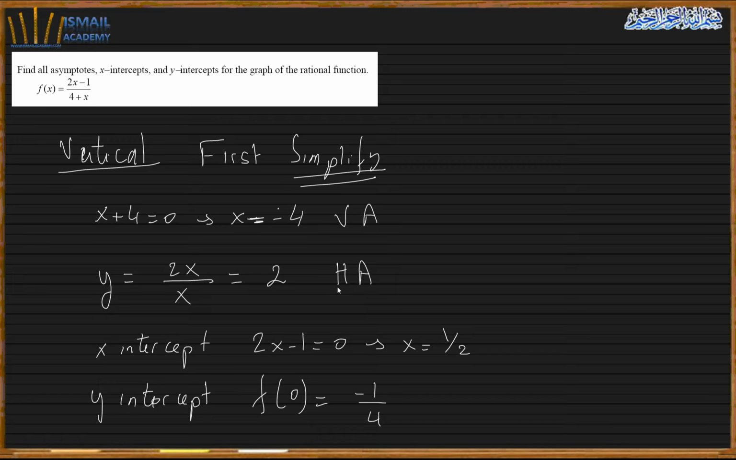But please, again, this is the common mistake. Each student, when they see vertical or horizontal asymptote, for vertical, they just make the denominator equal 0 right away. No. If you can simplify the rational expression, simplify it first. Then make the denominator equal 0. The same thing for the horizontal asymptote. Simplify, then look for the ratio of the highest power. I hope it's clear.